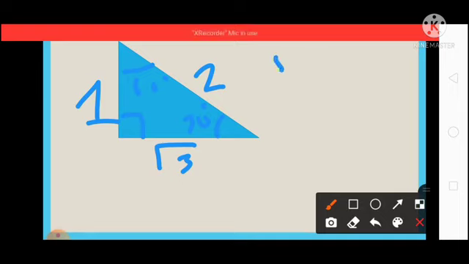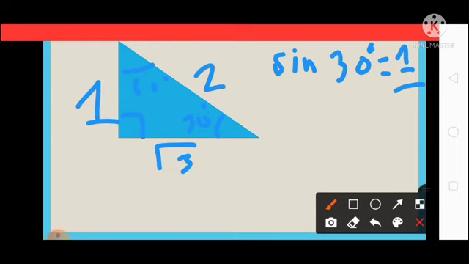First is the sine. Sine 30 degrees. In SOHCAHTOA, sine is opposite over hypotenuse. The opposite of 30 degrees is 1, while the hypotenuse is 2. So the value of sine 30 is 1/2.